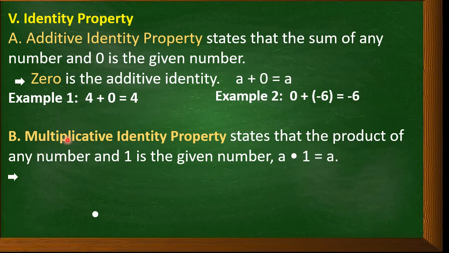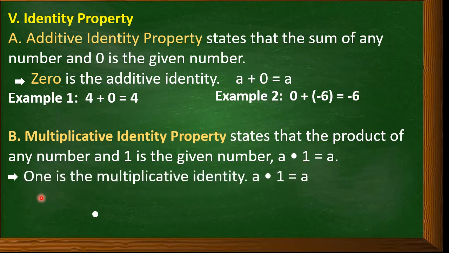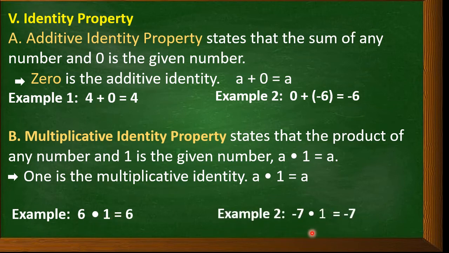We also have the multiplicative identity property. It states that the product of any number and 1 is the given number. A times 1 is equal to a. 1 is the multiplicative identity. Okay, example, we have 6 times 1, that is equal to 6. While negative 7 times 1, that is equal to negative 7. And the property being illustrated is the multiplicative identity property.